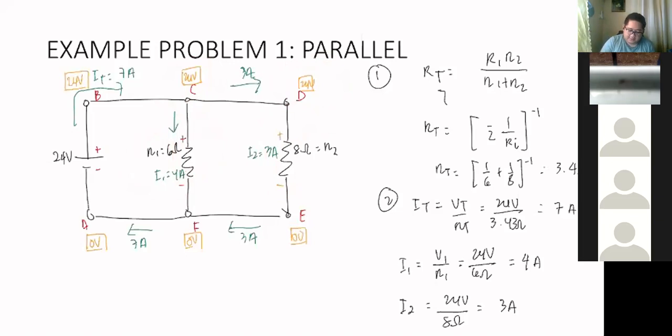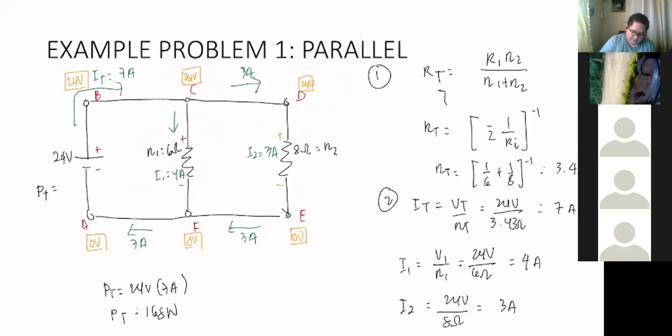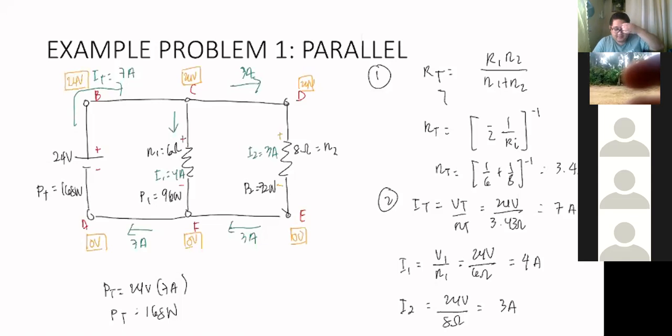Okay? Next is yung power. Anong value ng power natin? Total power natin is 24 volts times 7 amperes. So, ilan? 168. 168. Okay? Si P1, ilan? We have 96 watts. And P2 is equals to 72 watts. Okay? So, with that, kompleto na yung circuit natin.